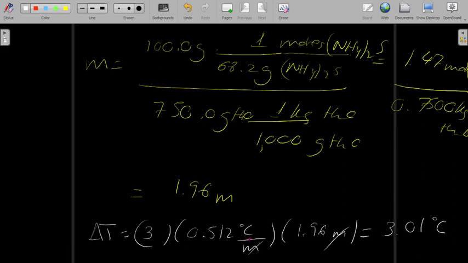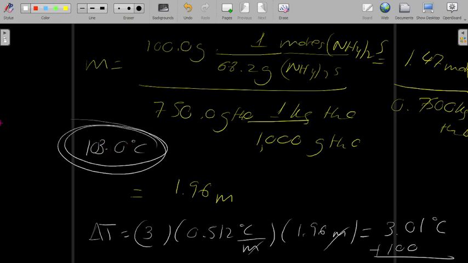Well, it went up this amount. Water boils at 100 degrees. Add 100 to this, and let's see if I can write it down someplace. Maybe here. 103.0 degrees Celsius is your answer, because you needed to add it to the boiling point of water. That was the only tricky part, just remembering that water boils at 100, but this is elevation. So how much did it go up? It went up 3 degrees, so it's boiling at 103.0 degrees Celsius.